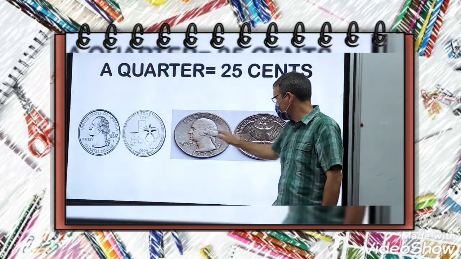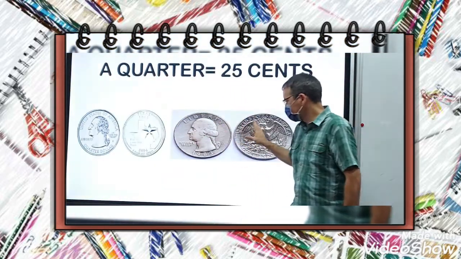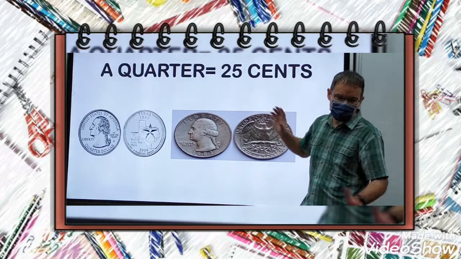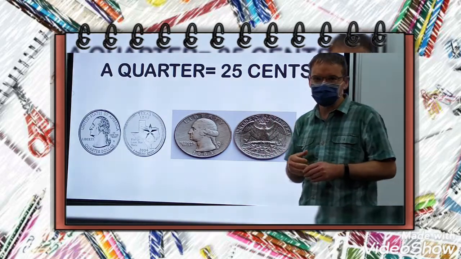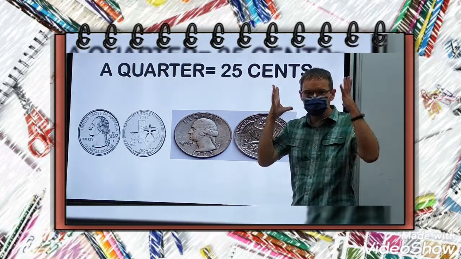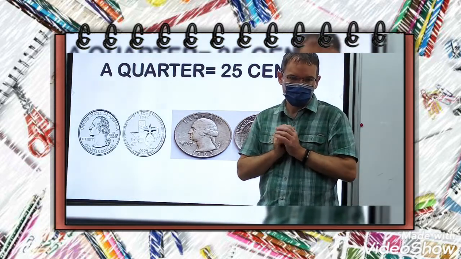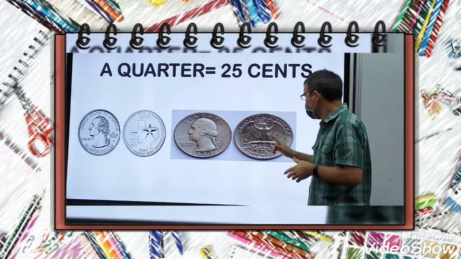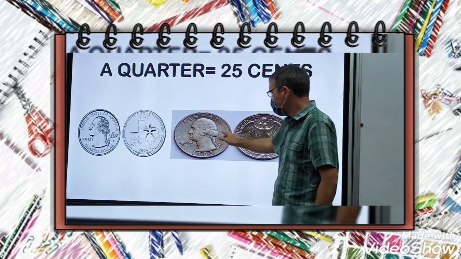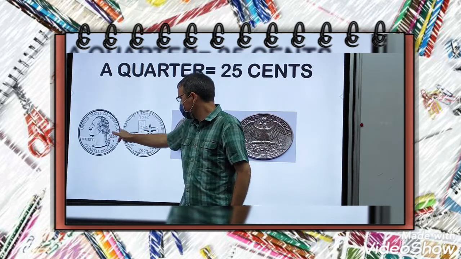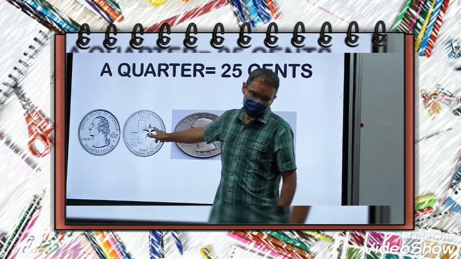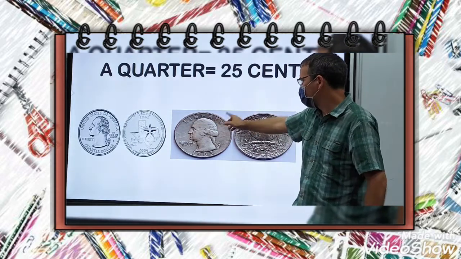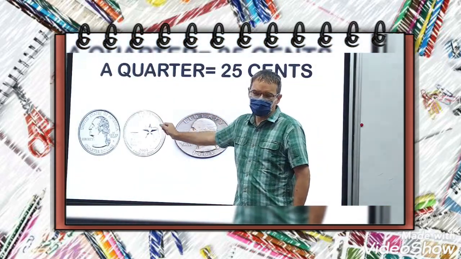A lot of the money in America has changed. Even the dollar bills, some of them, they've changed the design of the person's face or head. So this is the old quarter design. This is the newer one. They have the 50 states from America on each back of the quarter.